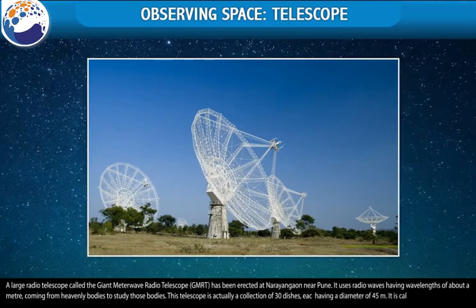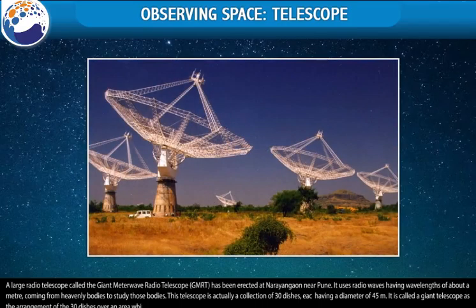It is called a giant telescope as the arrangement of the 30 dishes over an area which measures up to 25 km across is made in such a way that it works as a single dish having a diameter of 25 km. This means that the GMRT gives the same data that we would have got from a telescope having a single dish of 25 km diameter.